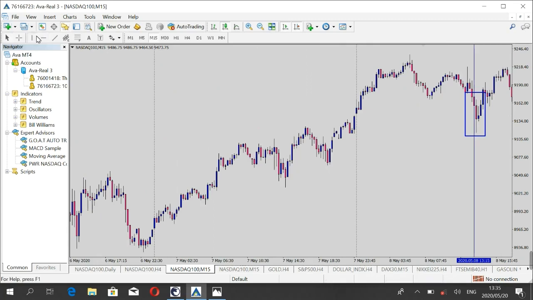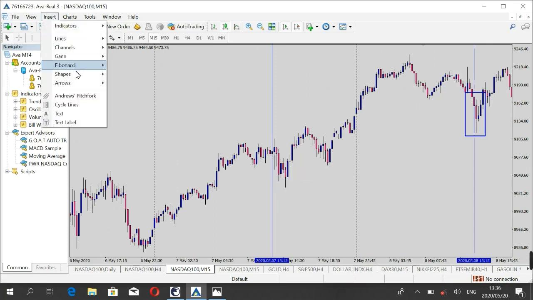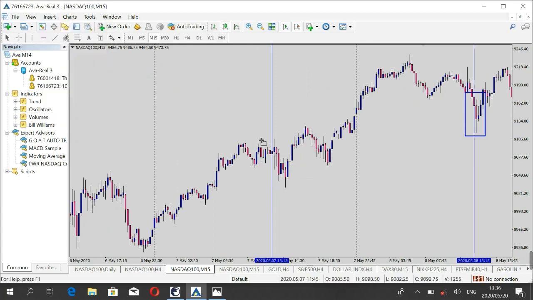Let me make one more example. In this case, you have a bullish movement. I think this is the third scenario. I'm not going to explain this. But even if it's like that, you can still take advantage of this using the second scenario.